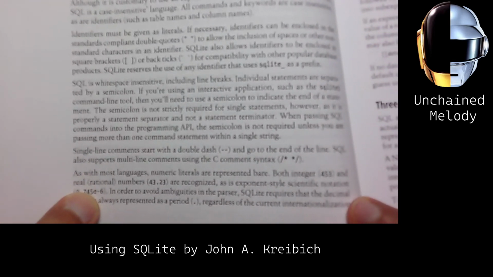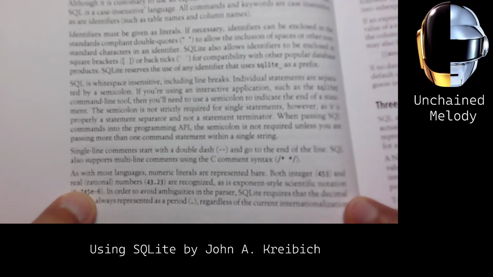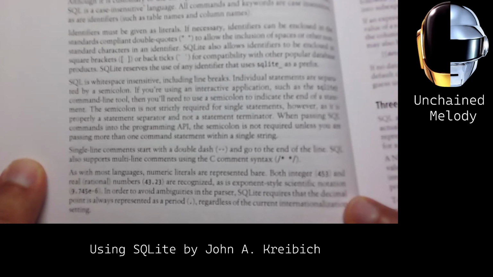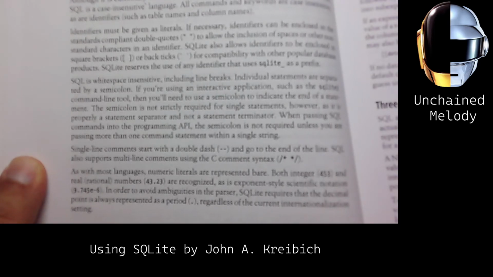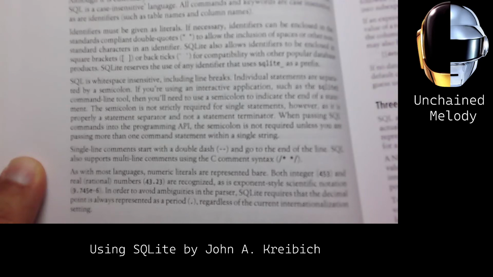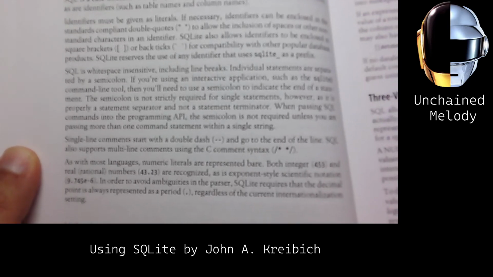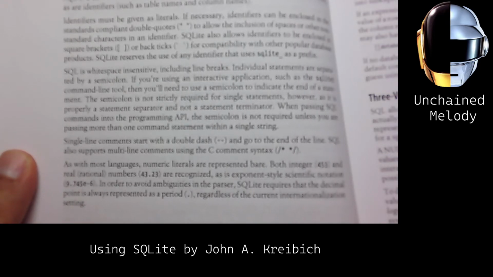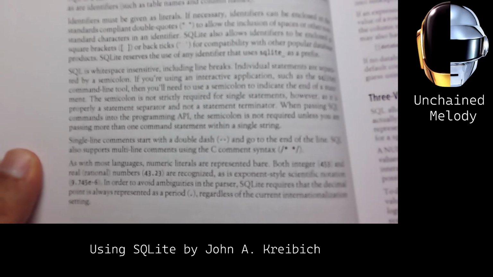Single line comments start with a double dash and go to the end of the line. SQL also supports multi-line comments using the C comment syntax. As with most languages, numeric literals are represented bare. Both integer 453 and real rational numbers 43.23 are recognized, as is exponent style scientific notation like 9.745e-6. In order to avoid ambiguities in the parser, SQLite requires that the decimal point is always represented as a period, regardless of the current internationalization setting.